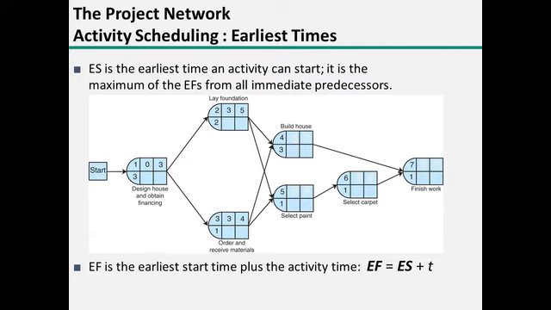For activity 4, it needs both 2 and 3 to be finished, and so we're going to take the maximum of the earliest finish time from all immediate predecessors. And the maximum time there is 5 months. So we can't start activity 4 until month 5. And it's going to take 3 months. So then I know the earliest finish time is 8.